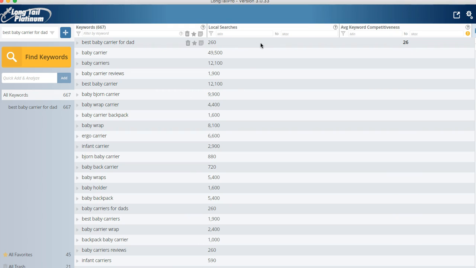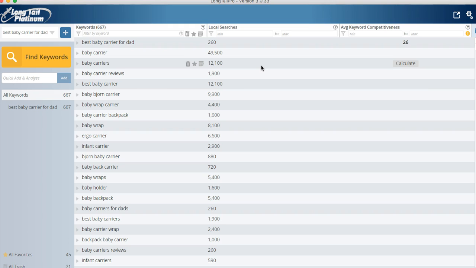Longtail Pro actually pulls it directly from the Google Keyword Tool, because it obviously connects with your Google account. So it means that it can pull it straight from the Google Keyword Tool. There's a slight difference, but I won't worry about it too much. I guess go with Longtail Pro in terms of the searches. I guess they're a little bit more accurate, but who knows? As long as it's fairly similar, then just go for it.